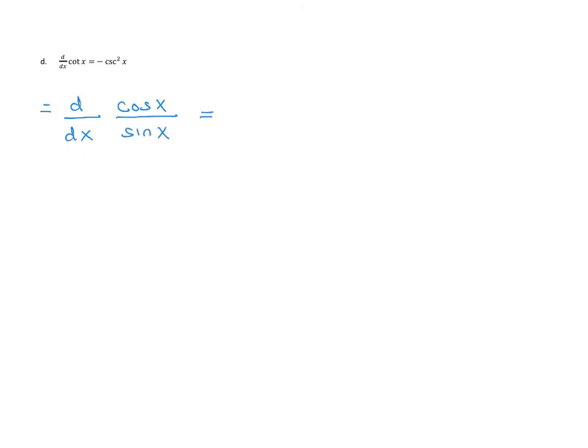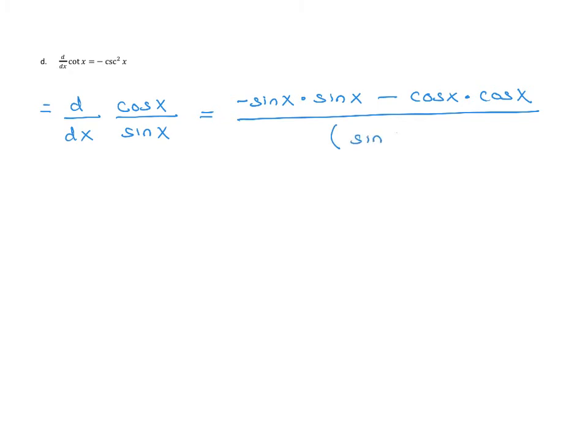By the quotient rule, we'll take the derivative of the top. The derivative of cosine is negative sine of x. Then we will multiply by the denominator, which is also just sine of x. Then we're going to subtract off, leave the numerator alone, that's cosine of x, and multiply by the derivative of the denominator, which is also cosine of x. And this is all divided by the denominator, which is sine of x squared.